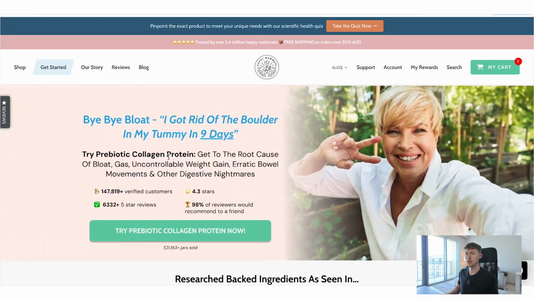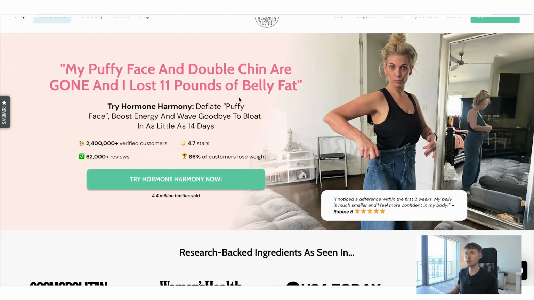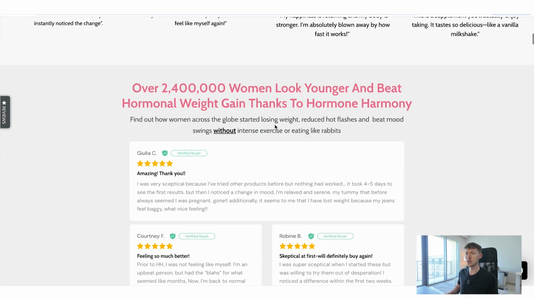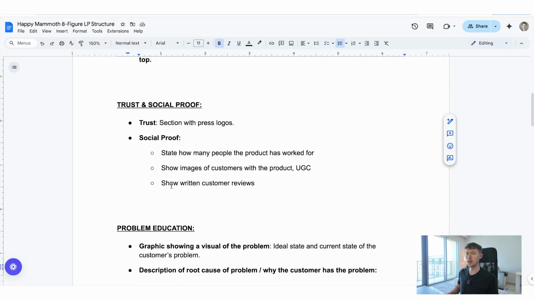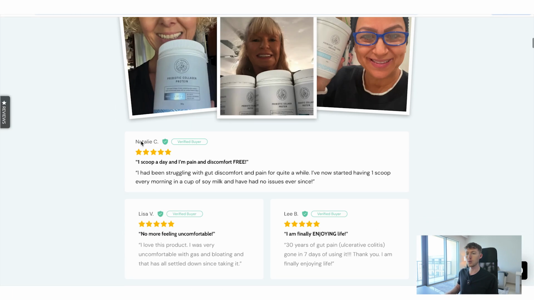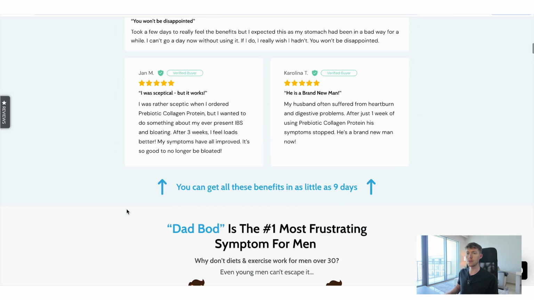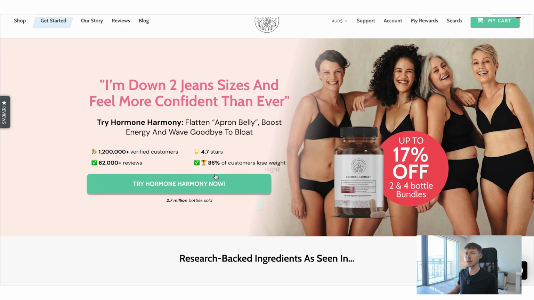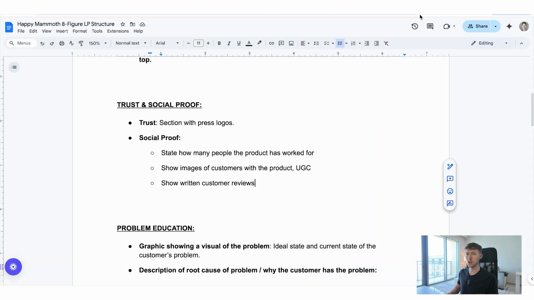This is the same one, it's actually the same landing page. The only difference here is the hero. This one, over 2.4 million women look younger. They're not showing images, but they're showing customer reviews, which is another thing that I've written down here, that even the ones that show images, they follow with just a few customer reviews. 3 here, 3 here. This one also has 3, and this one is the same. So that is the structure for that section.